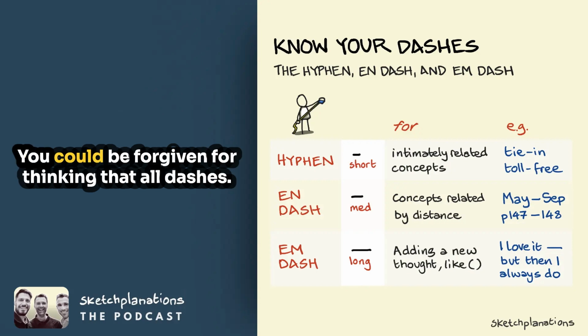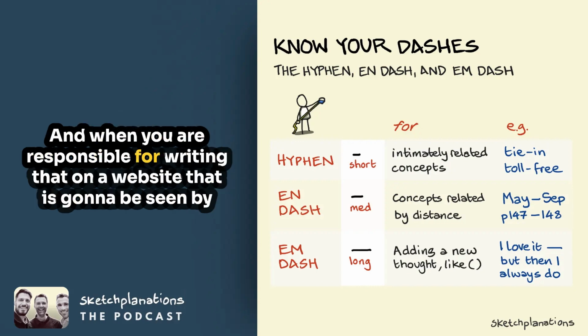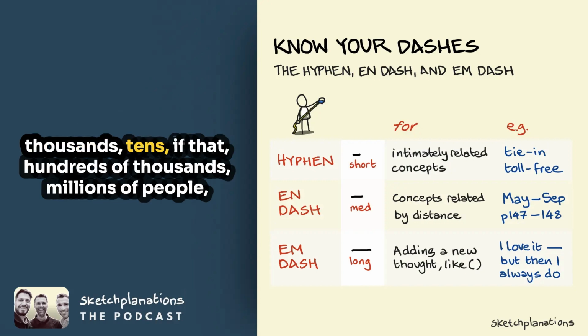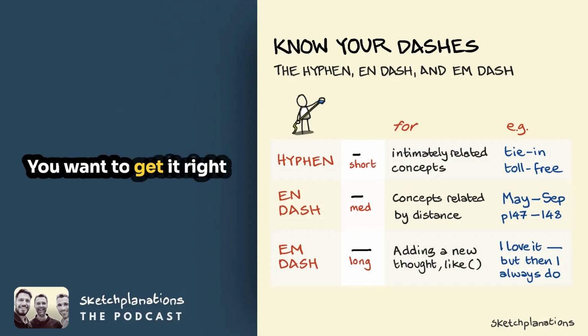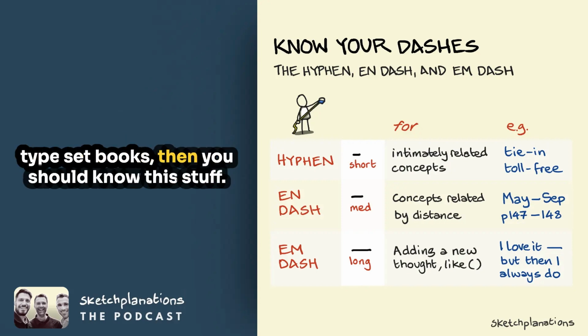I love it. You could be forgiven for thinking that all dashes that you see in text are the same, but it turns out they are not all the same. And when you're responsible for writing that on a website that is going to be seen by thousands, tens of thousands, hundreds of thousands, millions of people, well, that would be nice, you want to get it right. Then maybe you should get it right. But more to the point, if you edit journals or newspapers or typeset books, then you should know this stuff.